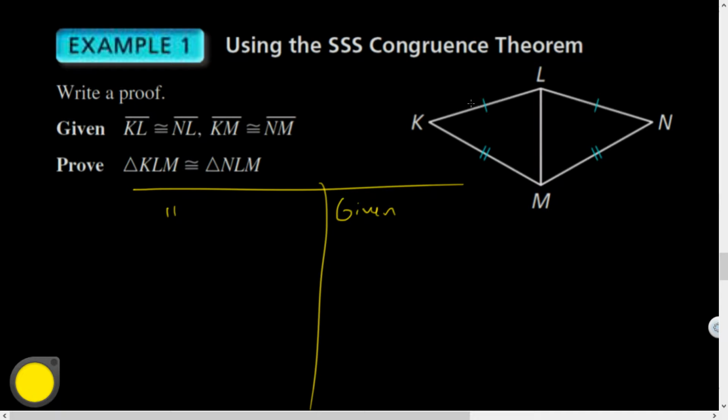Given KL is congruent to NL. I also know that KM is congruent to NM. Now, I want to use the side, side, side congruence theorem, so I'm looking for a third side. I could say LM is congruent to LM, because they're mirrors of each other, and you are right, that is the reflexive property. Anything is congruent to itself. Reflexive property of congruence specifically.